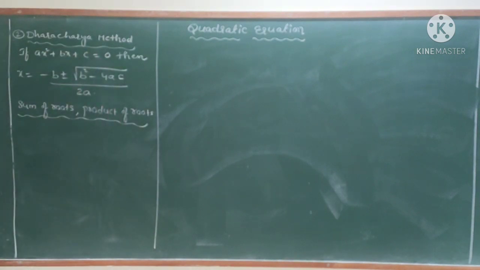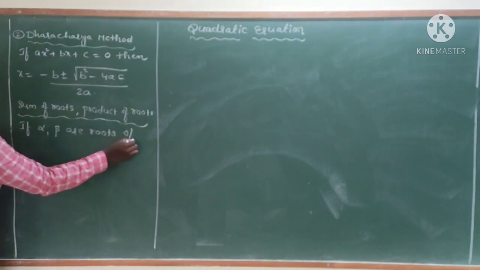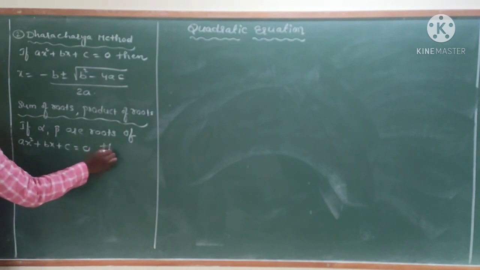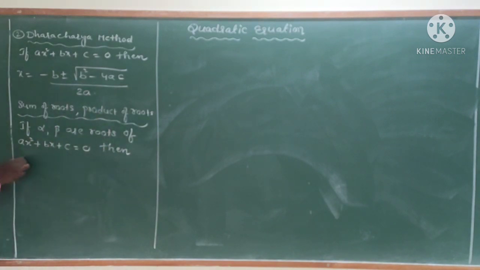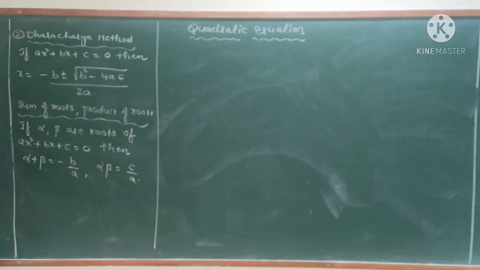So how to find sum of roots and product of roots of a quadratic equation? If alpha comma beta are roots of the quadratic equation, ax square plus bx plus c equals to 0, then the formula for sum of roots is minus b by a, and the formula for the product of roots is c by a.